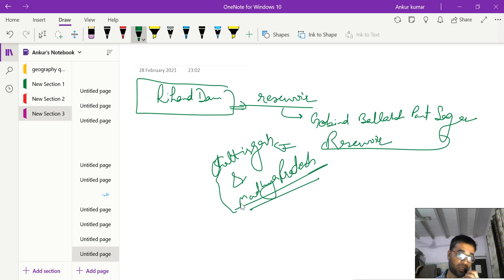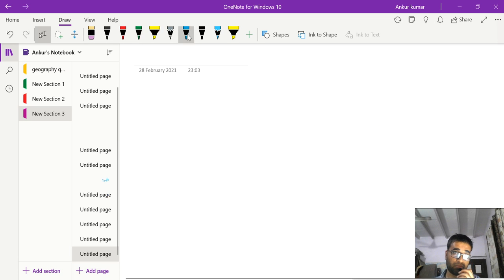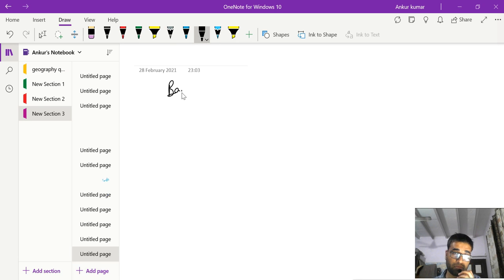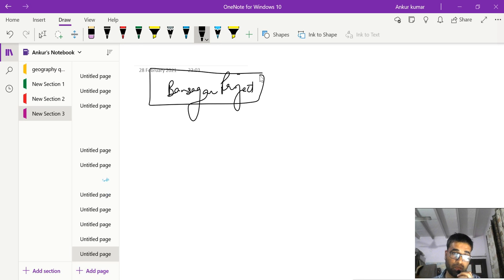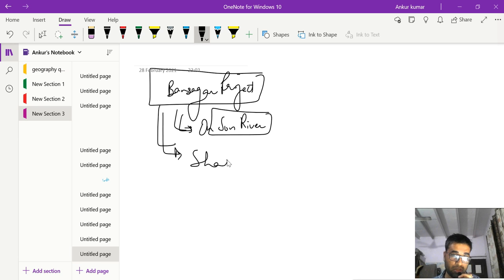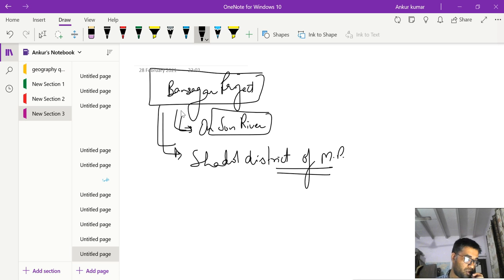Moving on to the next one, that is the Sagar project. Okay, Sagar project is situated on Son River. This much is to be remembered. And the place where it is present is the Sahdol district of Madhya Pradesh. Right. So this is Sagar project.